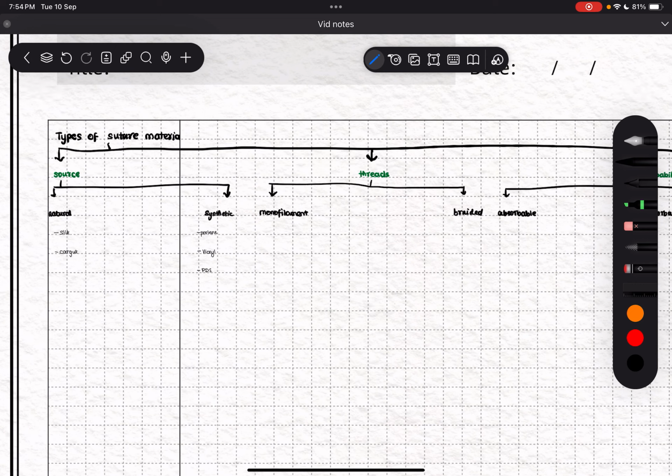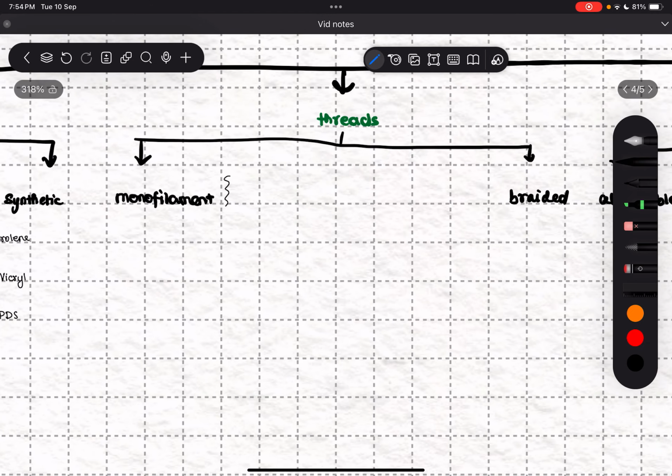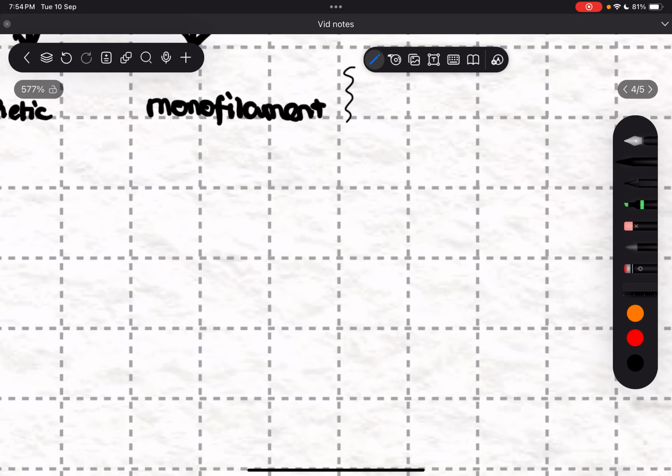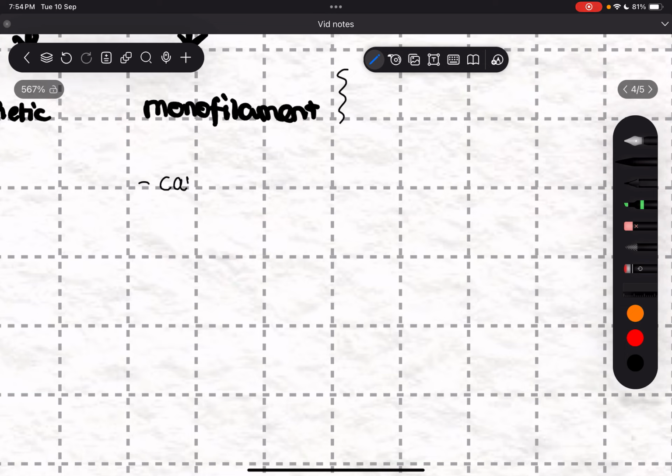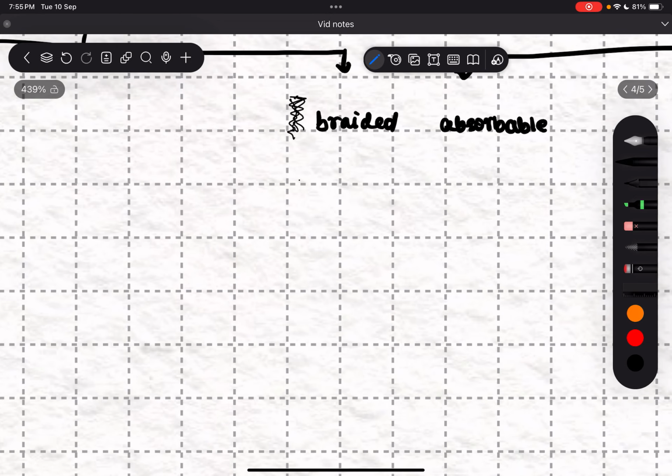then monofilament, that is, it has got only one thread, but in braided it has got several threads in it. Monofilament are catgut, proline, nylon, monocryl. Whereas in braided we have got silk and vicryl.